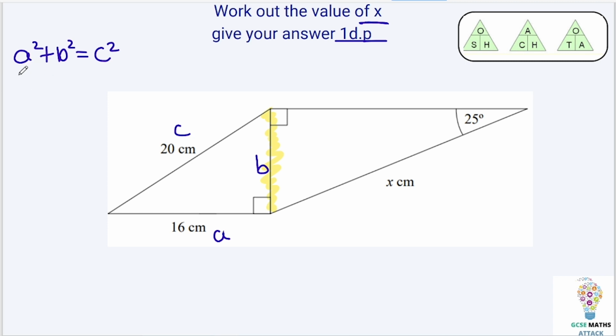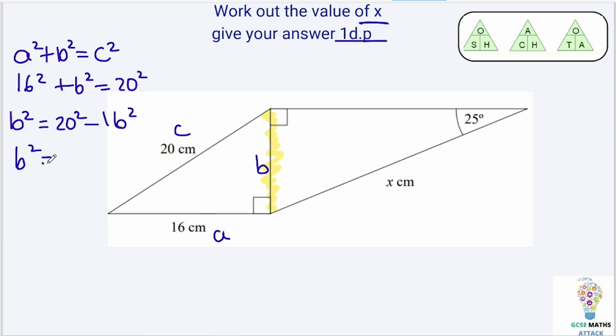So I have 16 squared plus b squared equals 20 squared. Now, in order for me to get b squared on its own, I'm going to subtract 16 squared from both sides. So I'm left with 20 squared take away 16 squared equals b squared. If I place that in my calculator, I should get 144. Now I need to square root both sides in order to get b. So b equals 12. So this length over here is 12 centimeters.